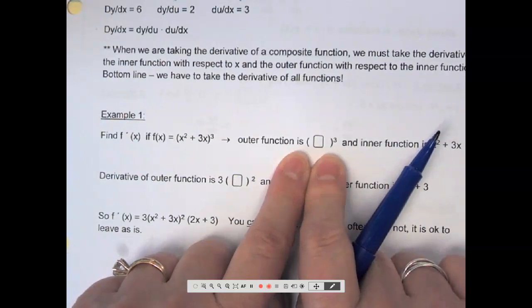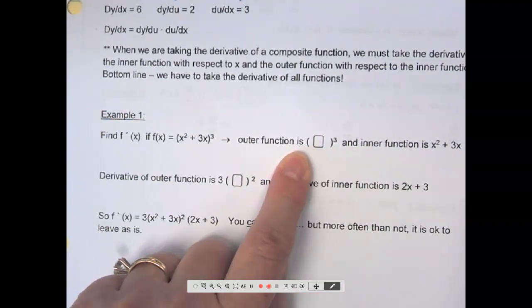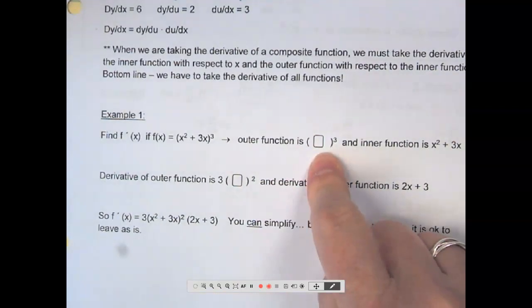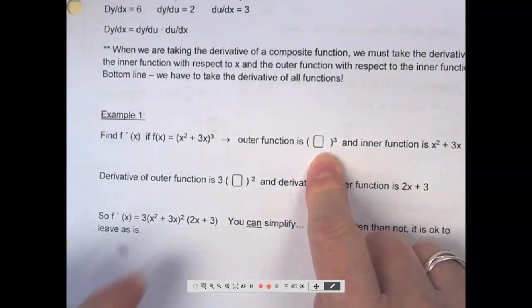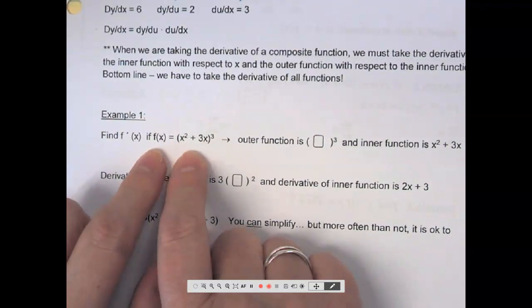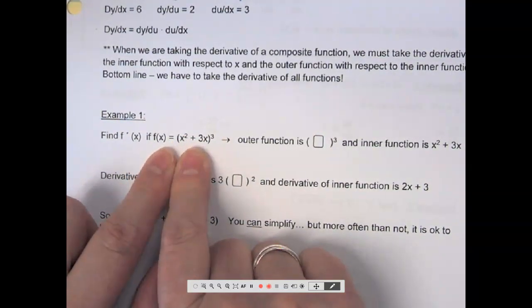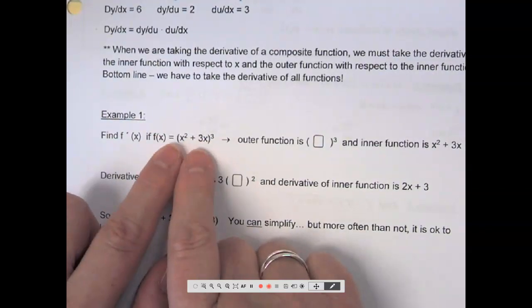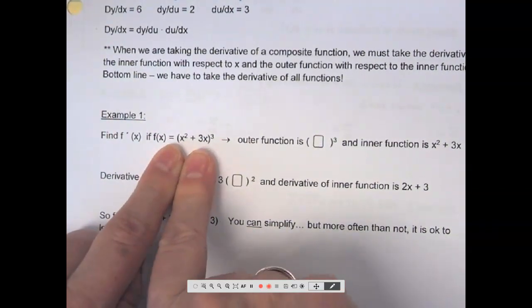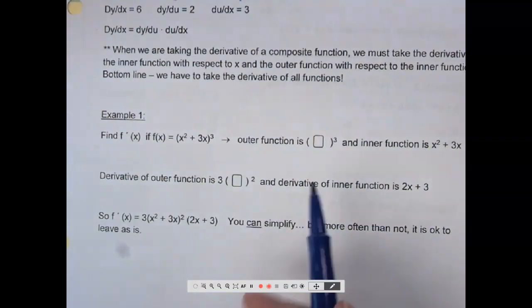I could, but what if I didn't want to? Multiply it by 3, and then reduce the exponent to 2. Okay? Now, I also have this inner function of x squared plus 3x that I will have to, at some point, take the derivative of. And what is the derivative of x squared plus 3x? 2x plus 3. Okay, so this is how we're going to do it.